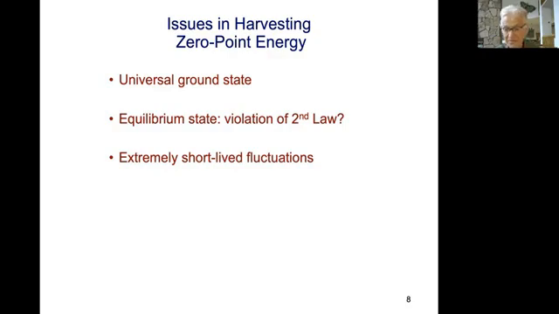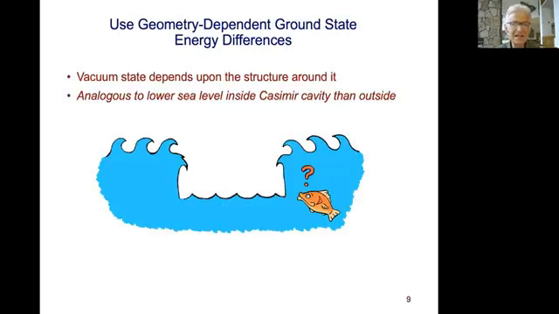And then the third problem is that if some way you could, there's still the problem that these fluctuations that form the zero-point energy are very short-lived. They're extremely short-lived. So how do we get around this? Can we modify the ground state so that it's not uniform everywhere? Well, it turns out that for zero-point energy, you actually can. And that is that the vacuum state depends upon the structure around it. In other words, it's geometry dependent.